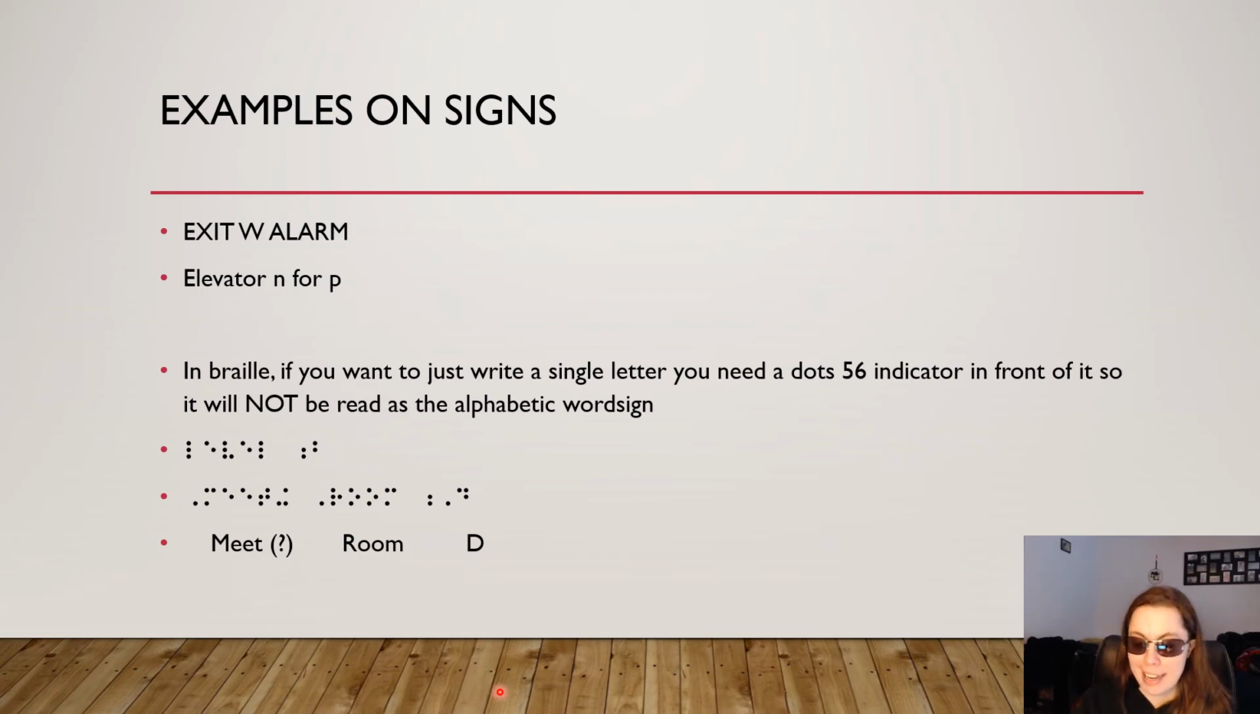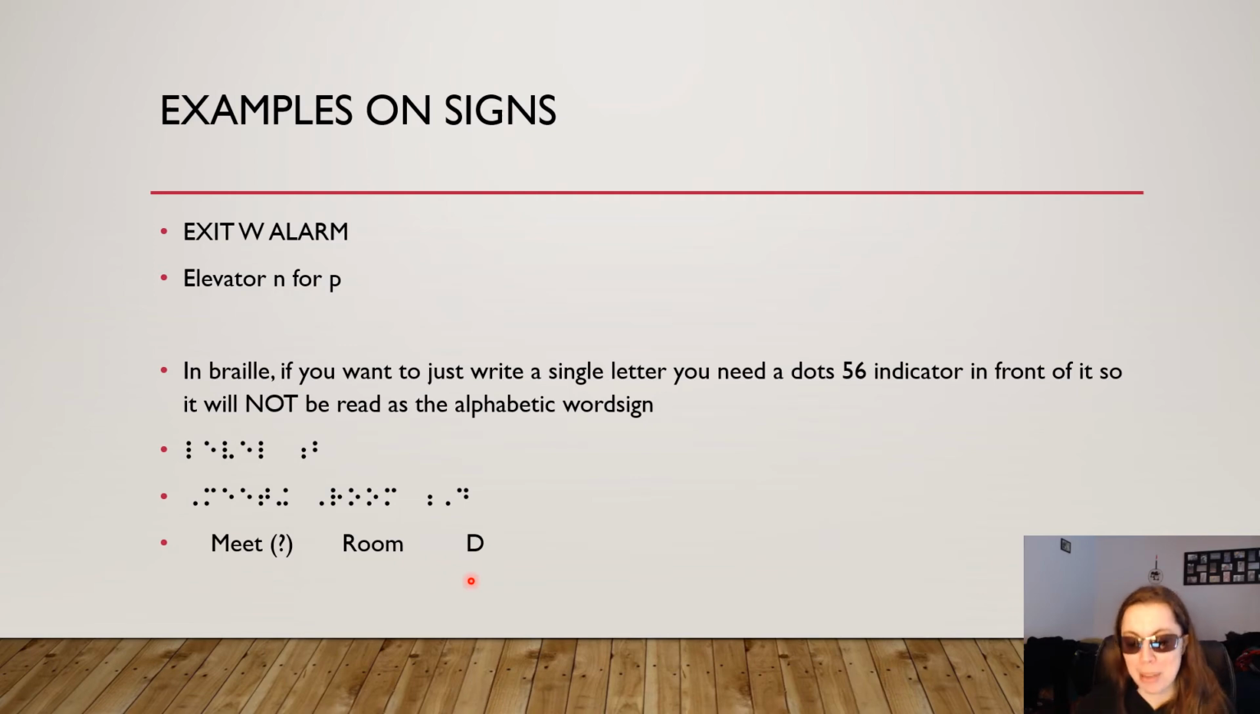Meeting room D would be another example. You'd see the dots 5-6 in front of the D. If the D is capitalized, the capital indicator comes next and then the letter D. If you were looking at this sign with a client, you could probably read out meet, and then you'd say, ooh, I don't know what that last letter is. It's not one of the 26 alphabet letters that I know today. So meet something, room, D.